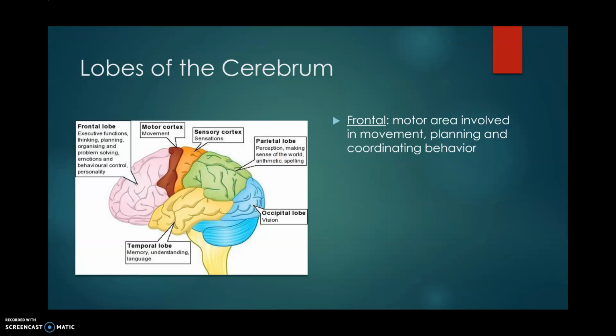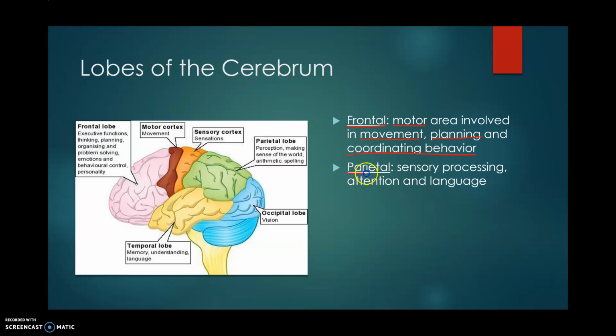So let's take a look at some of these lobes of our cerebrum. So we have our frontal lobe, just like our frontal bone in our skull. We can see our frontal bone is located here in pink. And this is going to be in the motor area, so involved in movement, planning, and coordinating behavior. So those are the three big things that we're going to see that our frontal lobe consists of. And if we look, we kind of see this line that comes down the center over here. So the motor cortex is going to be considered part of our frontal lobe.